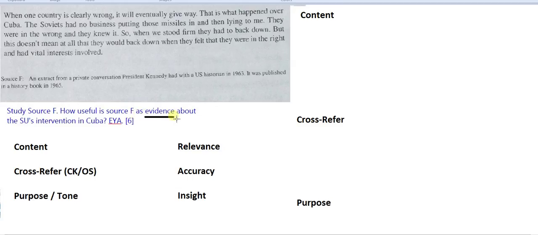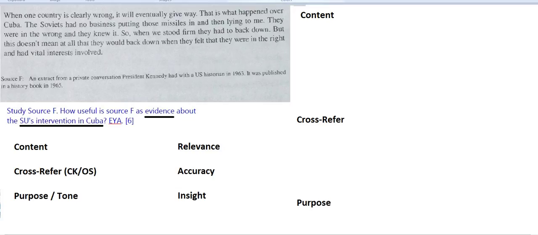How useful is Source F as evidence about what? You need to take note that it's about the Soviet Union's intervention in Cuba. So ensure that all your answers are directed towards this very issue, the Soviet Union's intervention in Cuba itself.